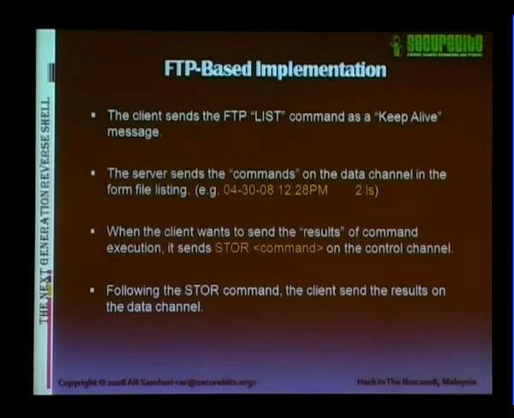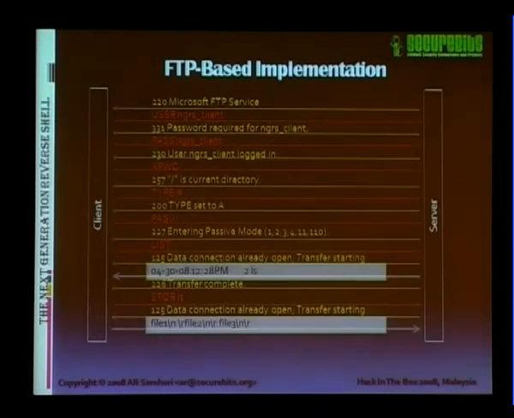After the initial transaction happens, the client sends the FTP command called list, which instructs the server to list files in that directory. The server replies with a file list, and the file list includes the commands from the user. So the shell commands issued by the user are transferred as file names to the client. The client extracts the commands, executes them, and gets the results. The results are sent back as files.